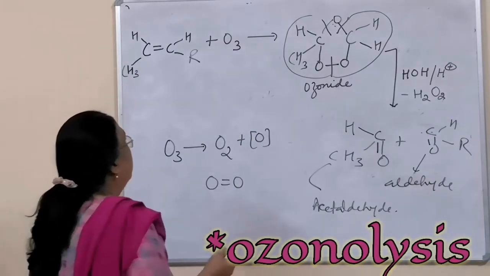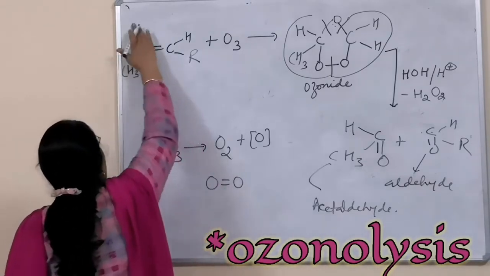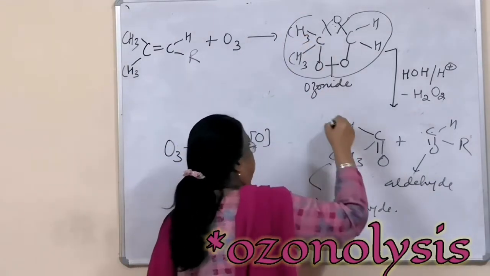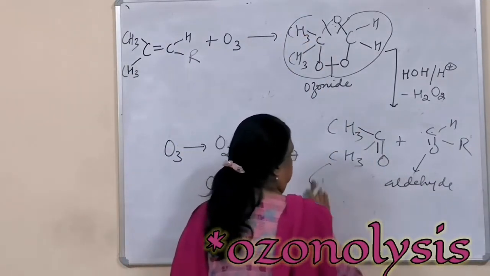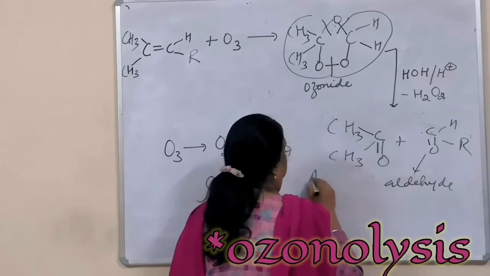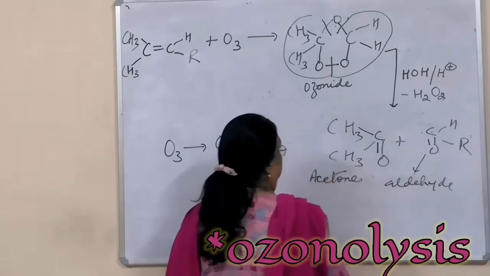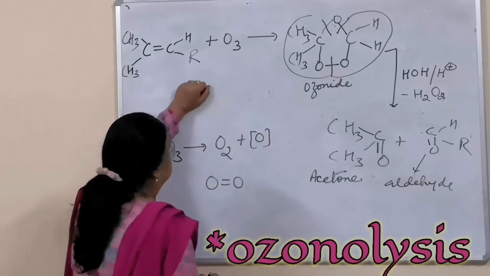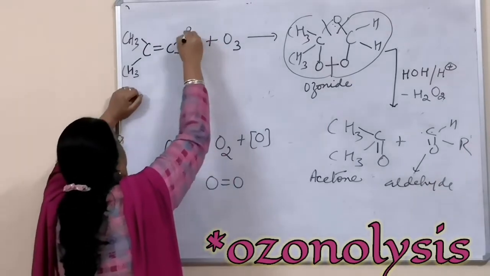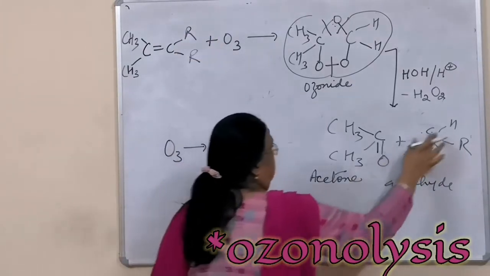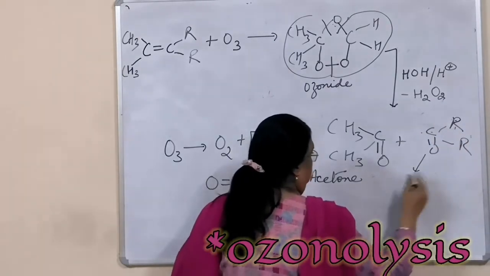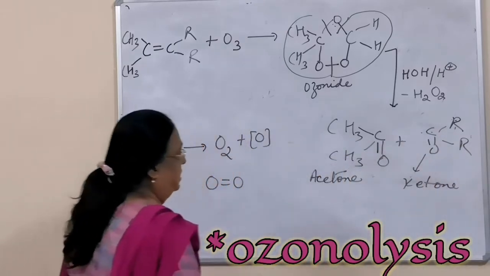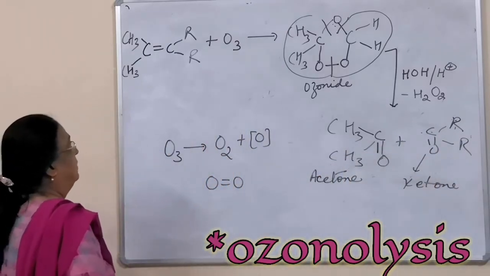Then if both of these are CH3, then here also we will have CH3, we will have CH3. So in that case, this is not aldehyde, this is acetone. This is acetone. And this side, this piece will remain aldehyde. And if here also we have R, then we will also have here R. So this will be a ketone. If both are your alkyl group CH3, then we will have acetone, same kind.